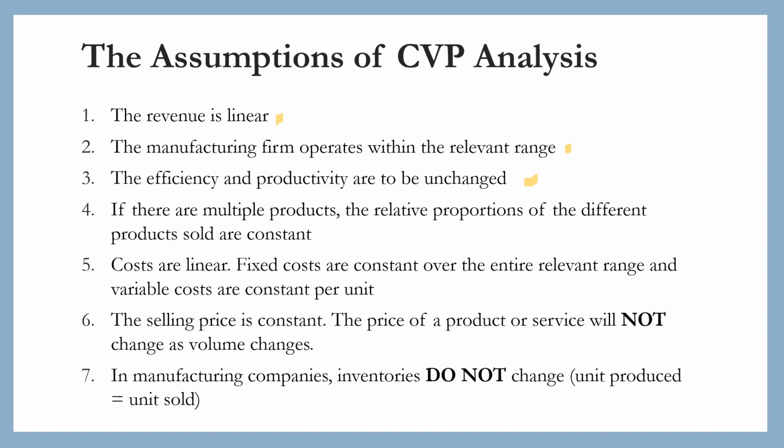So, in other words, there are no changes in the efficiency or productivity level of machinery as sales value varies. And then this one, in terms of the relative proportions of different products sold, are constant.